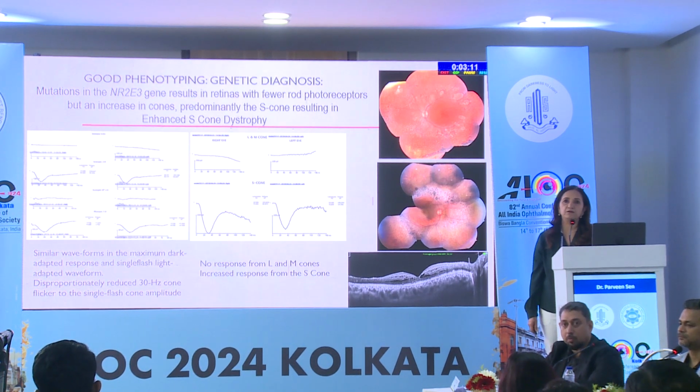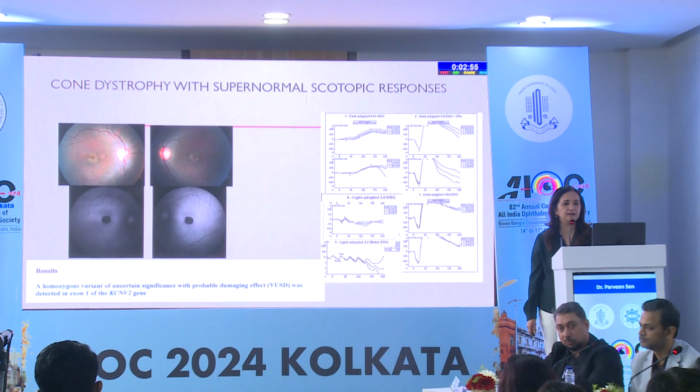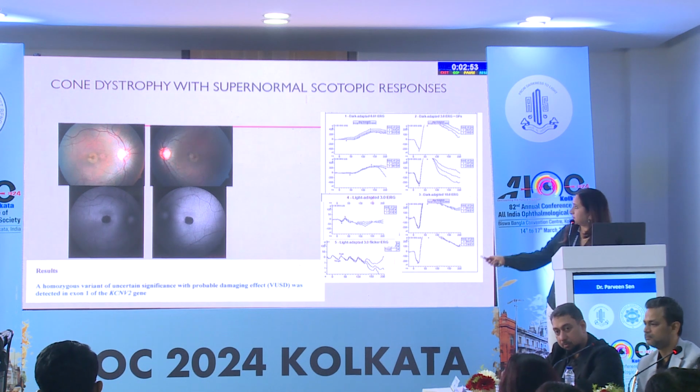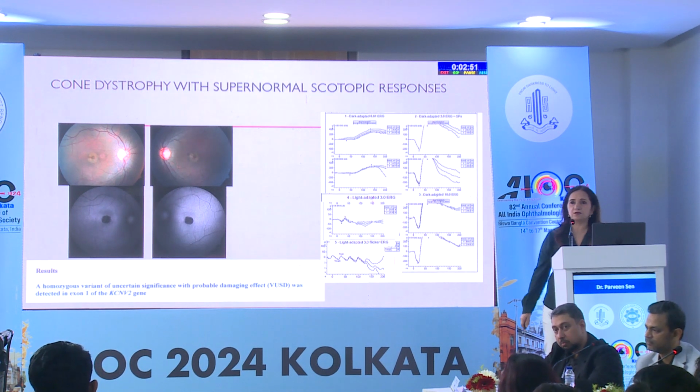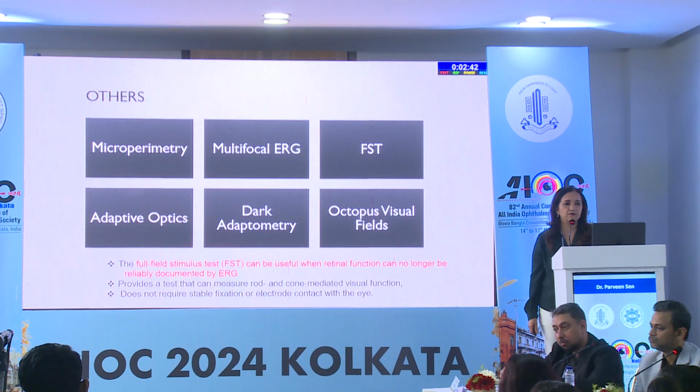Good phenotyping with good ERG can actually pinpoint the underlying genetic defect in at least two genes. One is NR2E3 gene mutation, which causes enhanced S-cone, and the second is KCNV2, where there are these typical supernormal responses of the combined response. One of the only dystrophies where you will have supernormal responses in the presence of a poor visual acuity. So this is where it can be important.